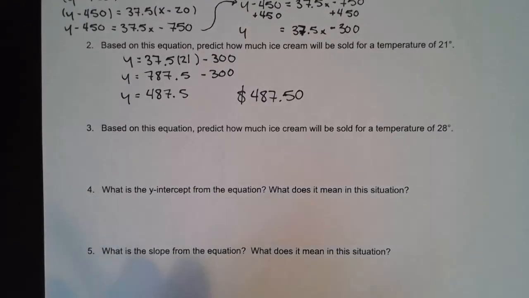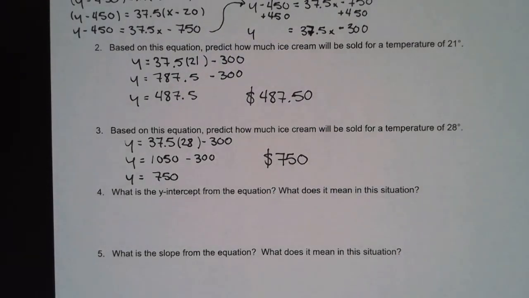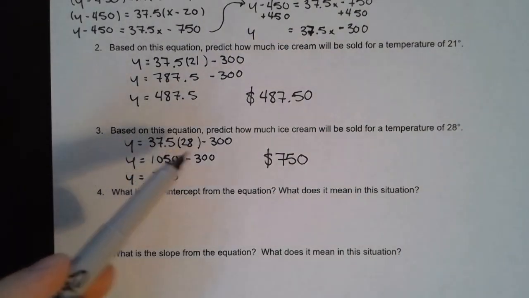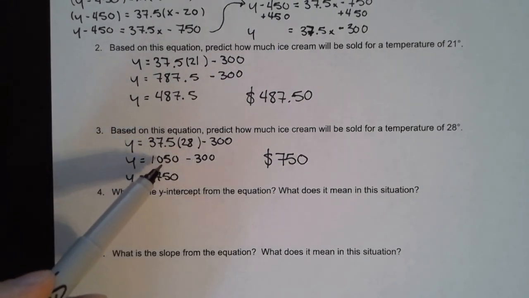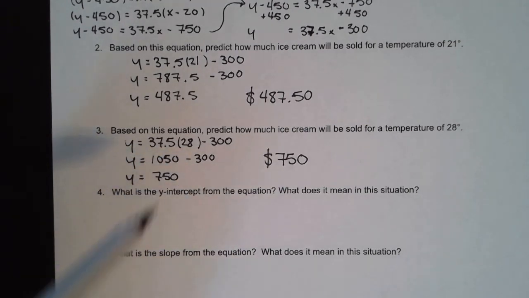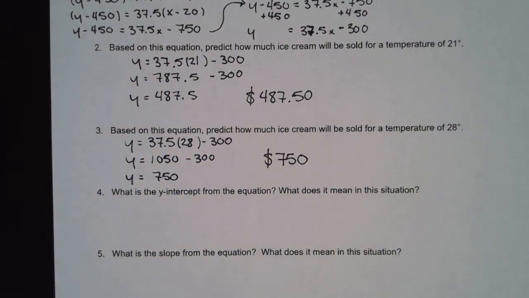For part 3, it says, based on this equation, predict how much ice cream will be sold for a temperature of 28 degrees. So we need to do the same thing here. Plug in 28 in for x. I'm going to go ahead and do that now. So this is what I got when I plugged in 28 into the equation. So 37.5 times 28 is 1,050, and then take that number minus 300. I got 750. So that is the sales for ice cream when the temperature is 28 degrees.